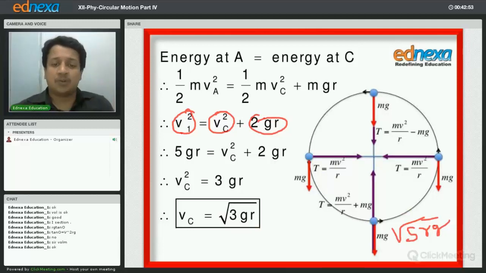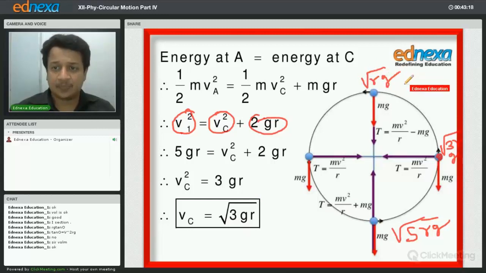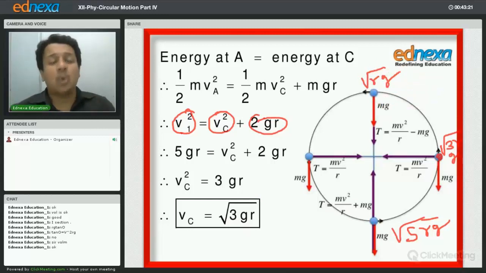That 2gr will get transferred towards that side. 5gr minus 2gr is 3gr. So VC square is 3gr, so VC equals root 3gr. So if minimum velocity at point A is root 5 rg, at point C it is root 3 rg, and at the topmost point it is equal to root rg. Then and only then, over here root rg, root 3 rg and root 5 rg.